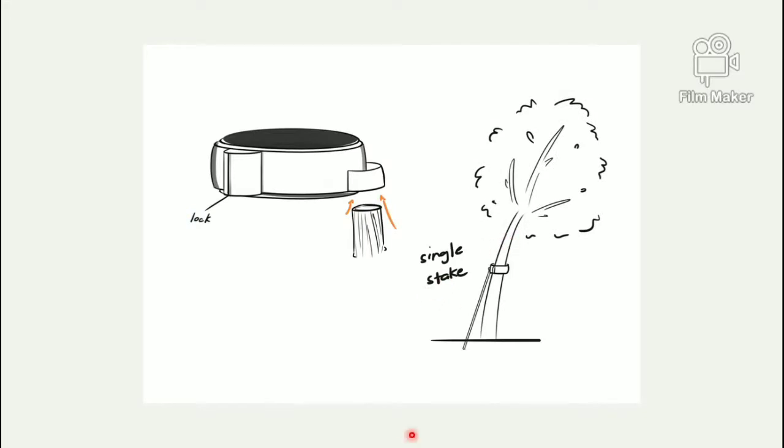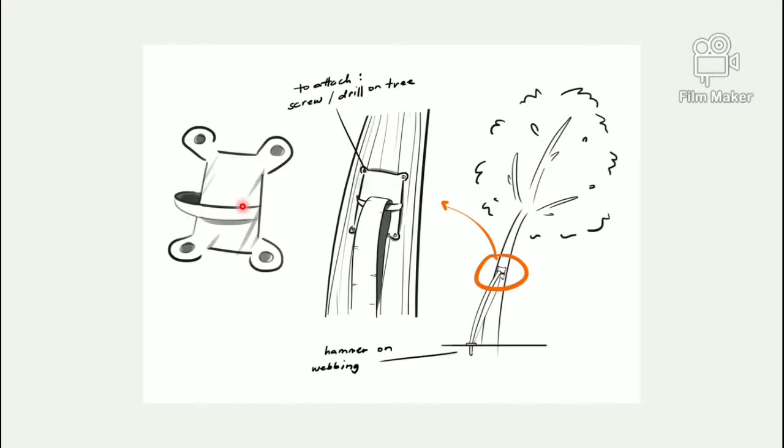This one is a single stake system, but it has extra cushioning inside so it won't damage the trunk, and it also locks. Now this one, you have to screw it on the tree so it won't move. The good thing about this, it does not move, but the bad side is it damages the tree. So you have to loop your webbing, and then the other end of the webbing you have to nail it to the ground and hammer it.